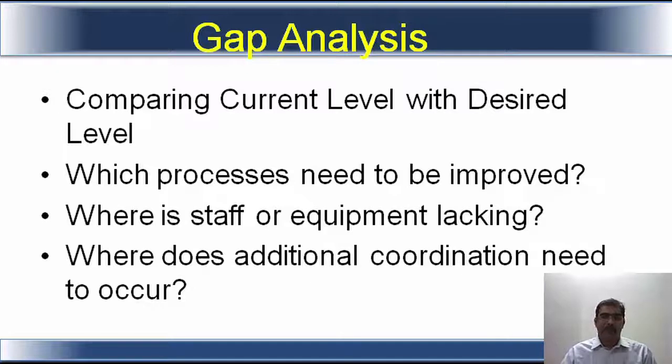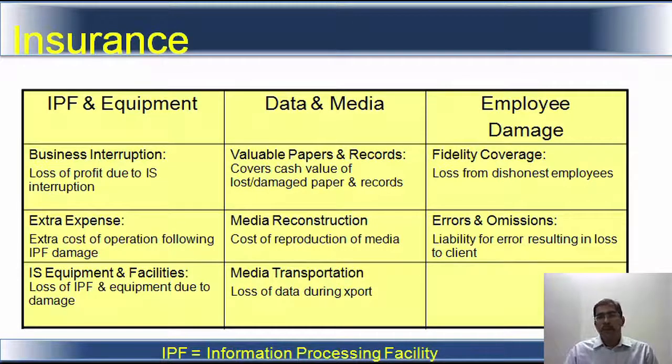If there are variations, you will have a gap analysis also done. So you compare the current level with the desired level. Which process needs to be improved? Where is the staff or equipment lacking? What or where does additional coordination need to occur? Now all this will help you to determine the improvements in the test process itself.